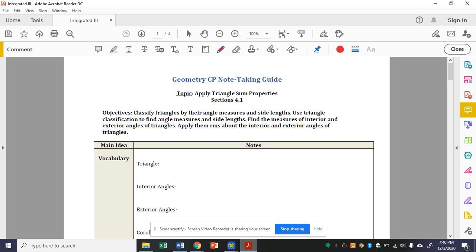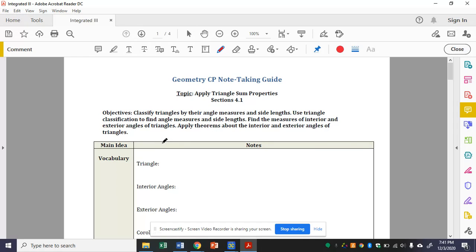Hi guys. So we are moving into our next chapter. In chapter 4, we're going to talk a lot about triangles. Classifying them is our first section, 4.1. We're going to classify them based on their lengths and based on their angle measurements. So we are classifying triangles.